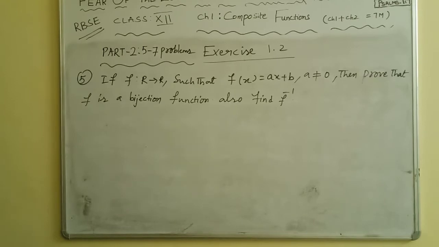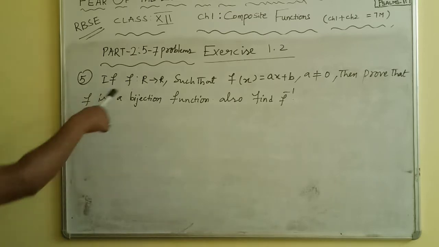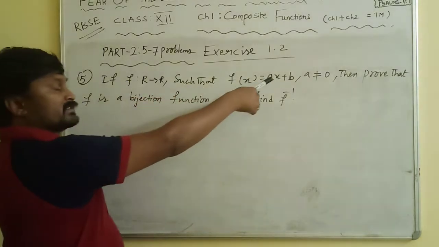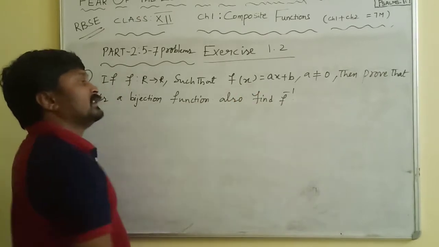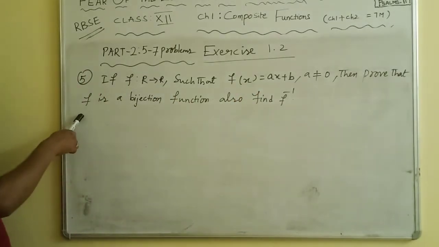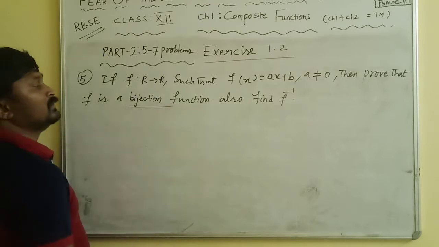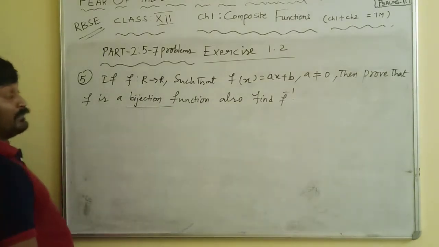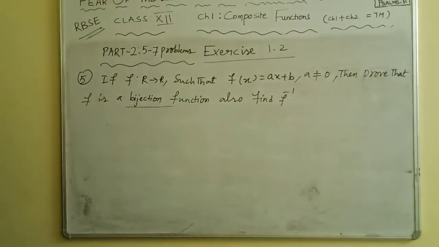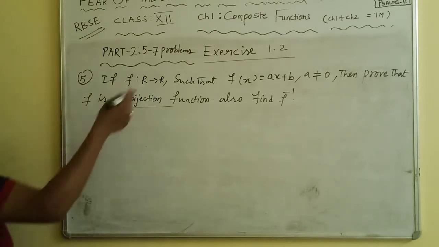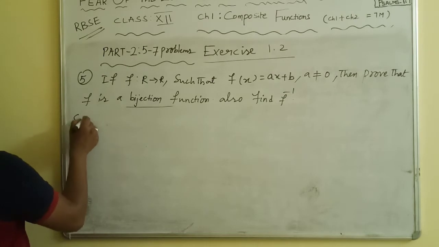Right. So now we go to our part number 2, problems 5 to 7. Let's write the fifth problem. If f maps R to R such that f of x is equal to ax plus b, a is not equal to 0, then prove that f is a bijection function. Also find f inverse. Bijection means you already know that first we need to show one-to-one and onto, then we can find the f inverse. Let's move on to the solution.